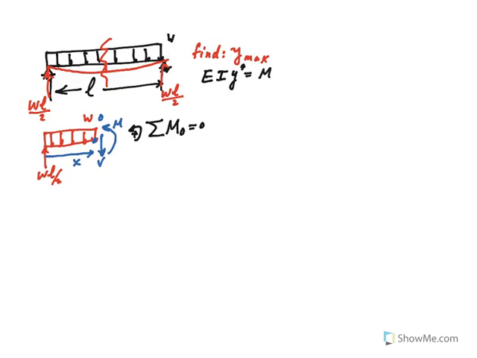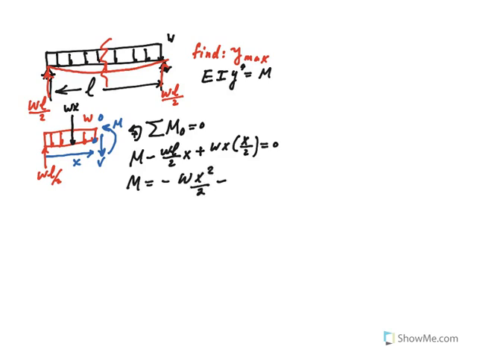Let's take counterclockwise as opposite. So we start with M. The moment of WL over 2 about point O would be WL over 2 times x. And then the moment of the Wx times x over 2 would be positive, equals 0. So the moment becomes M = -Wx²/2 + WLx/2. And this is valid for the entire length of the beam.